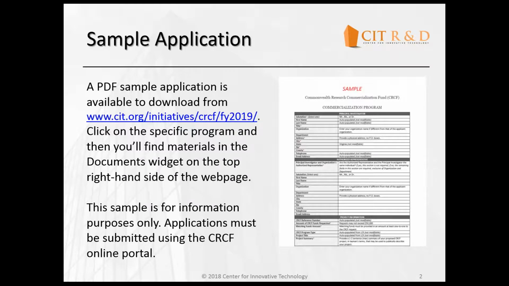We provide a sample application for each program. These are available for download on our website. These are in PDF format and are meant to help you prepare for the application process by outlining the fields you'll encounter in the online form. Please note that the sample application may not be used for application to our program. If you are interested in using this resource, you'll want to make sure that you're downloading it from the page for the program your project was approved under, because the online forms do vary by program.